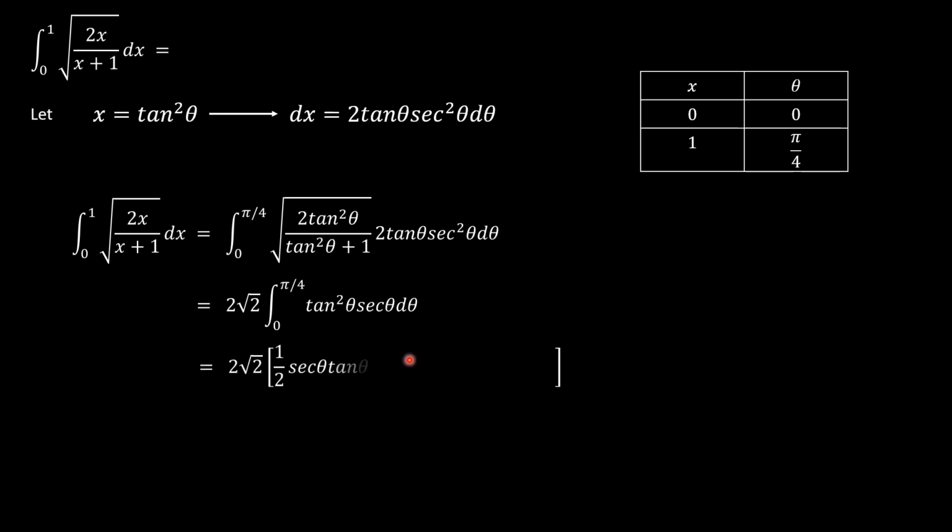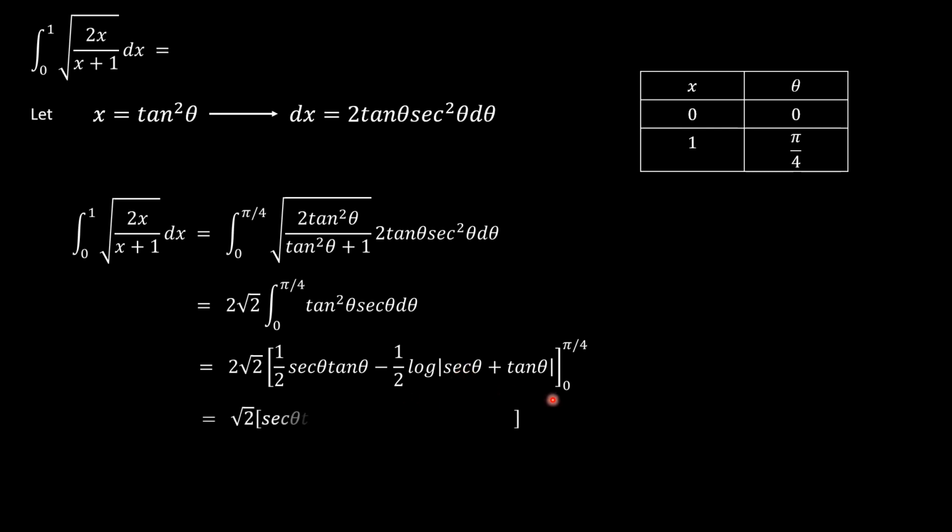Now the integral here has been derived elsewhere. I will leave a link in the description for you to see exactly how this integral is solved, but it's not a very hard integral to solve. But anyway, the answer is now 2 root 2 times half sec theta tan theta minus half natural logarithm of the absolute value of sec theta plus tan theta.